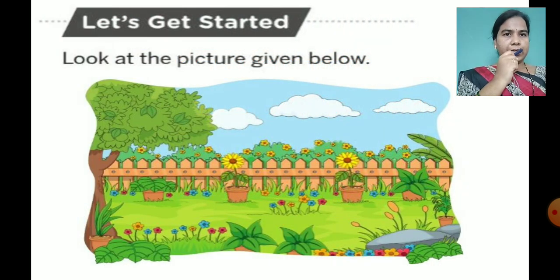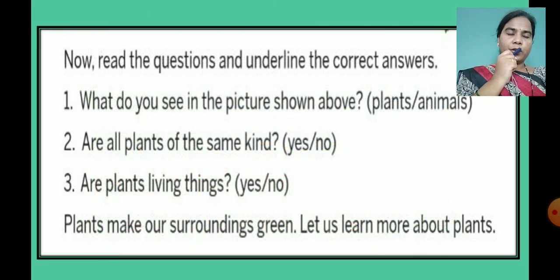So children, let's get started with this picture. Look at the picture given below. Now you have to observe this picture properly. What can you see here, children? As we can see here, so many plants are here. We can see beautiful flowers with beautiful colors. Yes. So children, now we have to give answers to the questions given below this picture. So now read the questions and underline the correct answers.